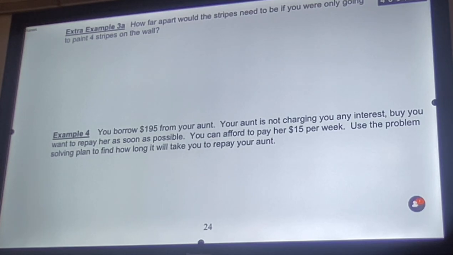But she does want you to repay her as soon as possible. You can afford to pay her $15 a week. So it says use the problem solving plan to find out how long it would take to repay your aunt. Try and write an equation, so that's the goal here. Can we write an equation to represent the situation? So try and think of what the equation would look like and then we'll solve that equation.